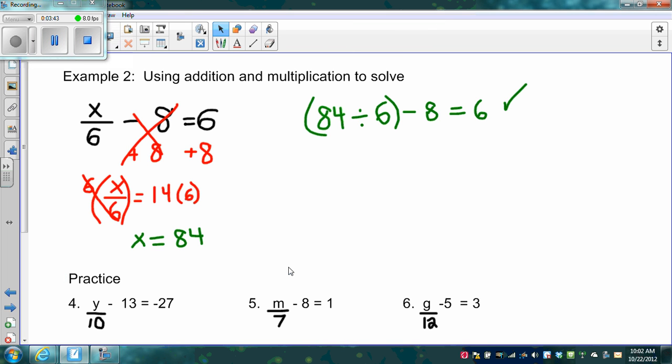So go ahead. Here's a few more practice problems. So go ahead and try using addition and multiplication to solve these. Press pause now.